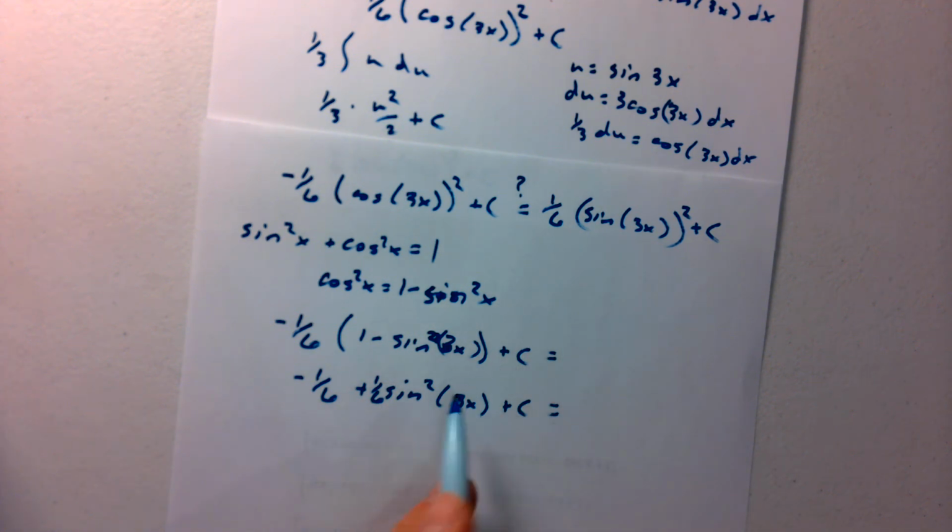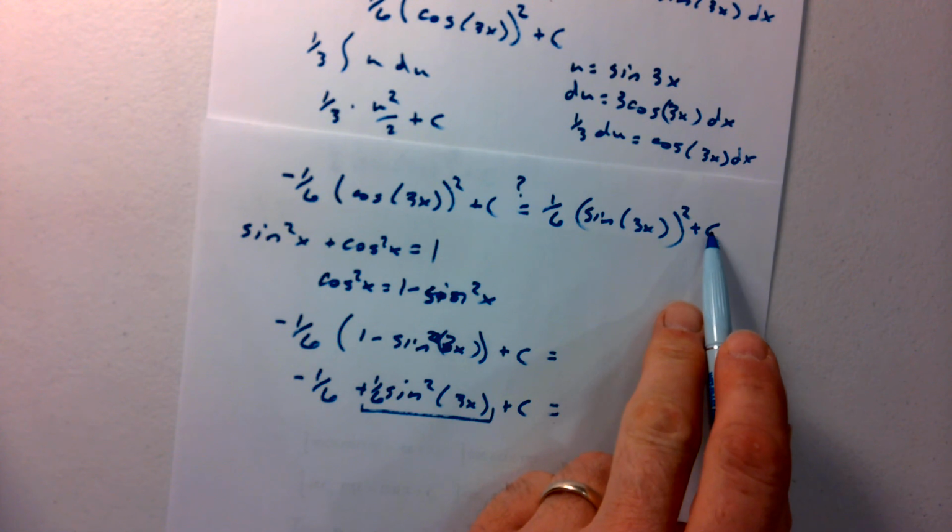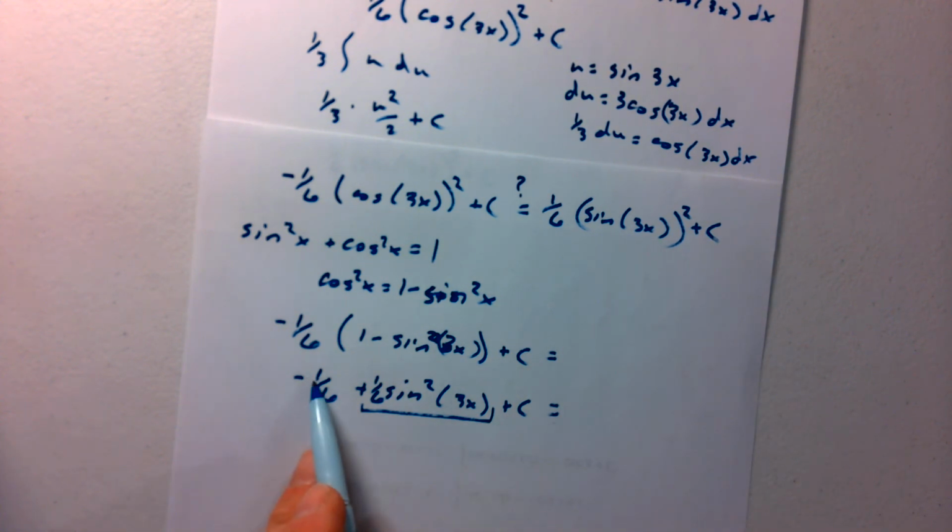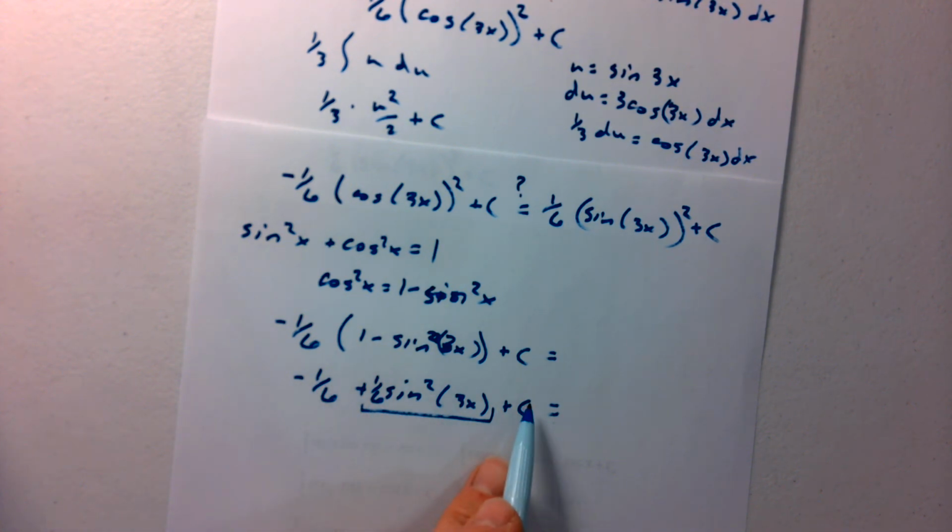Well, they're very similar, aren't they? We've got that 1/6 sine squared 3x that we want. This plus c we have this negative 1/6. Remember, negative 1/6, that's a constant, isn't it? So we have a constant plus another constant.